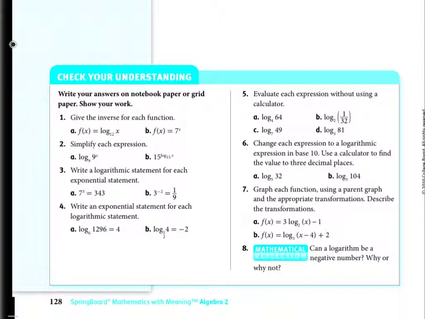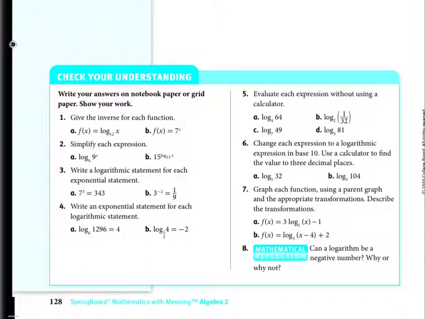You should be able to give the inverse of each function. You should be able to simplify. Write a logarithmic statement for each exponential, or write an exponential from the logarithmic. You should be able to evaluate. I would do these without a calculator. You should understand the change of base formula. And you should be able to describe the transformations. For the check for understanding, that's all I'm going to ask for.